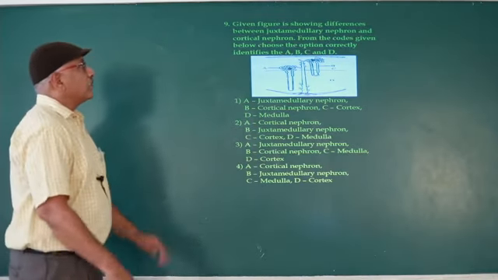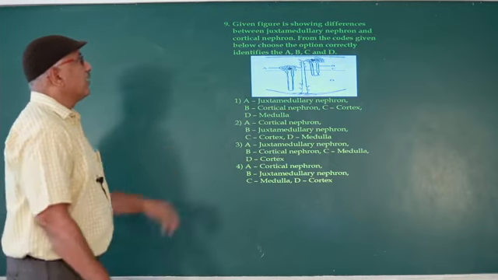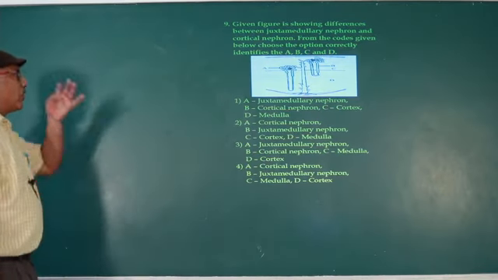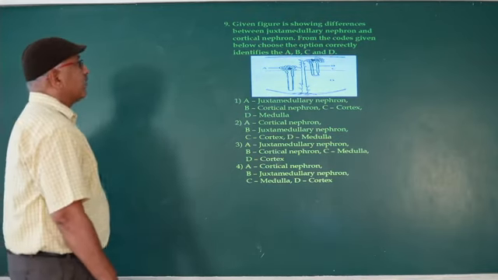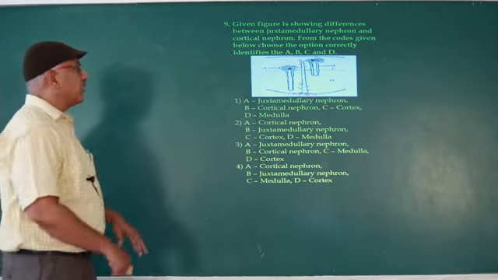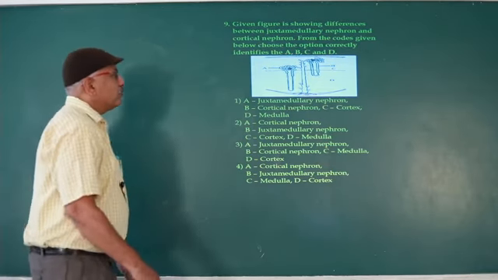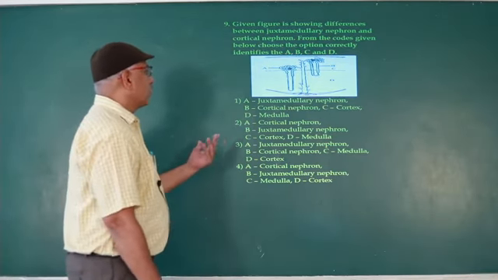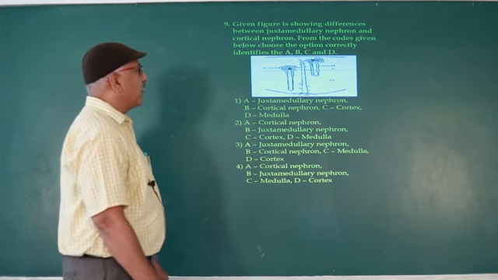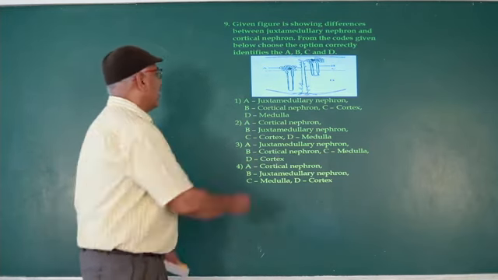The given figure is showing differences between juxtamedullary nephron and cortical nephron. From the codes given below, choose the option correctly. Identify the ABCD. So A, juxtamedullary nephron, B, cortical nephron, C, cortex, D, medulla.